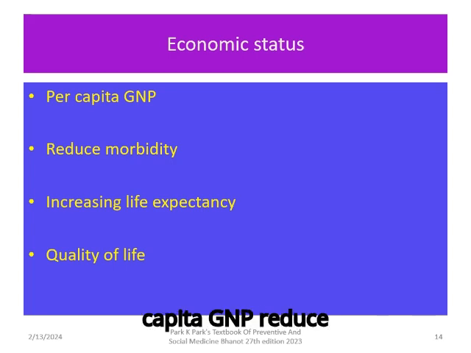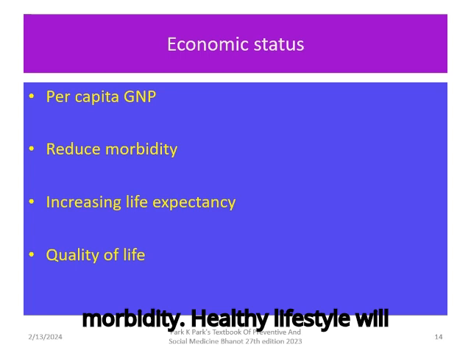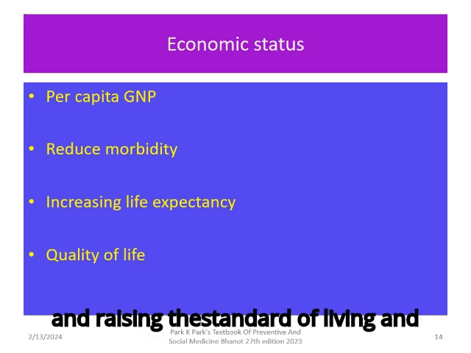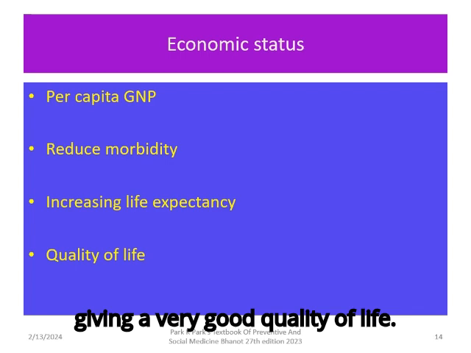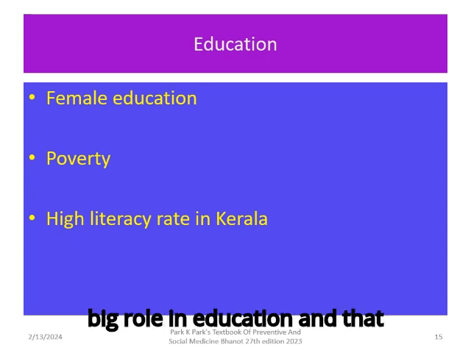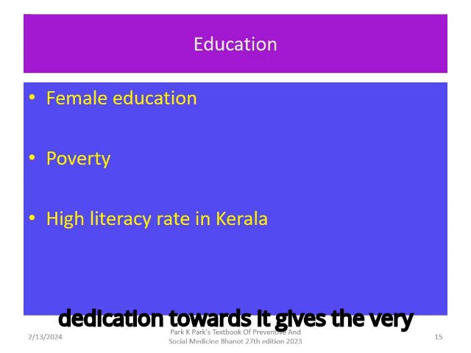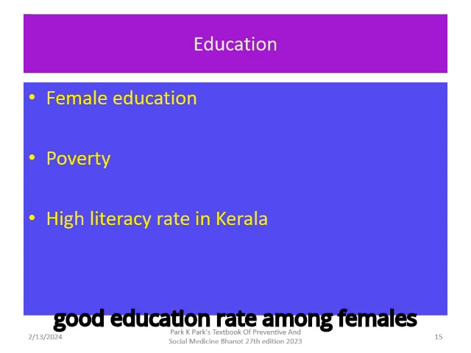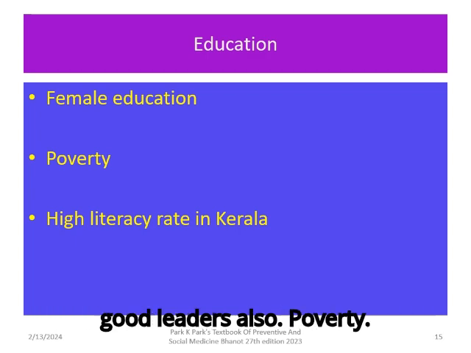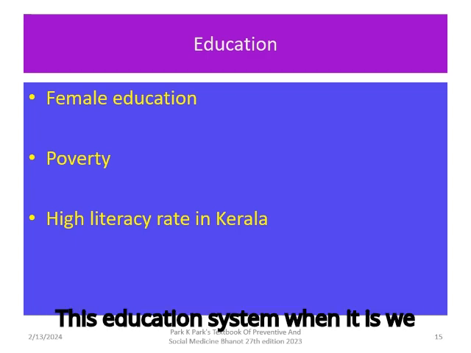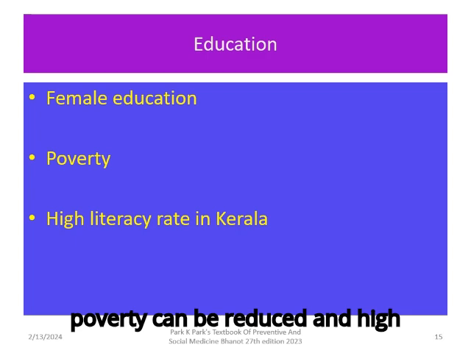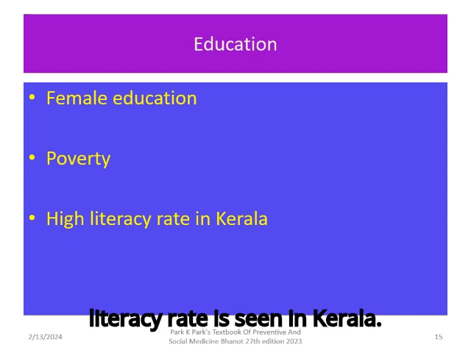Per capita GNP, reduced morbidity. A healthy lifestyle will lead to reduced morbidity, increased life expectancy, a raised standard of living, and a very good quality of life. Education. Females play a very big role in education, and their dedication gives a very good education rate among females. When they become good readers, in future females become very good leaders also. Poverty. When we have a sound education, poverty can be reduced, and a high literacy rate is seen in Kerala.